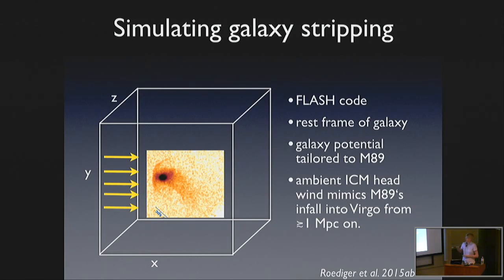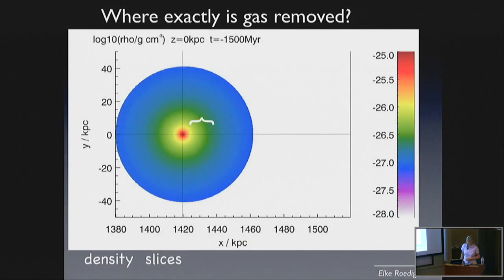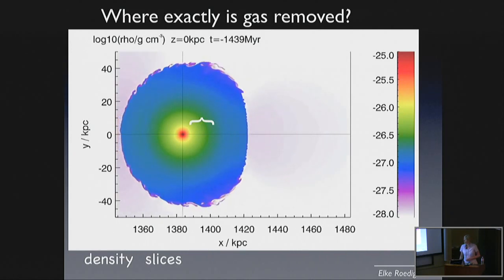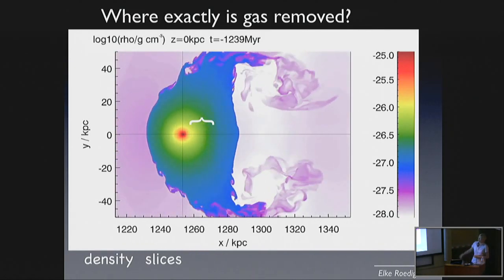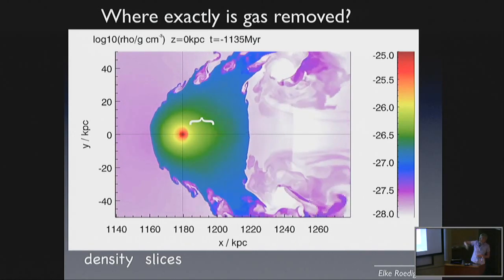So the simulations are run in the rest frame of the galaxy, so it has a headwind coming towards it, and that headwind changes as it would for the galaxy moving through the cluster. So it gets denser and faster with time. And the whole thing then looks like this. So this is a density slice through the simulation box, and the simulation starts at almost 1.5 megaparsec away from pericenter. I'll just set it going so that you can see what's going on, and keep an eye out on that region that I marked there.